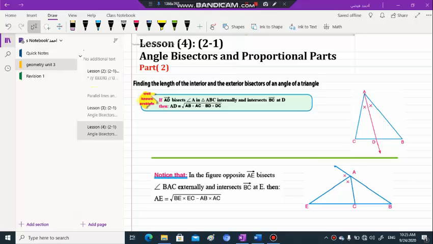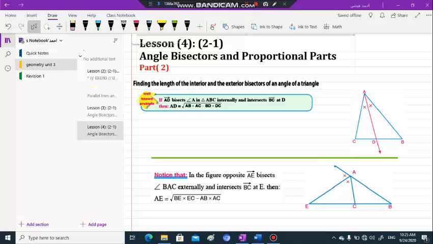And our lesson today, lesson 4, angle bisectors and proportional parts. And this is part number 2. Today, inshallah, we'll talk about how to find the length of the interior and exterior bisectors of an angle of a triangle. So, first we study in triangle ABC.